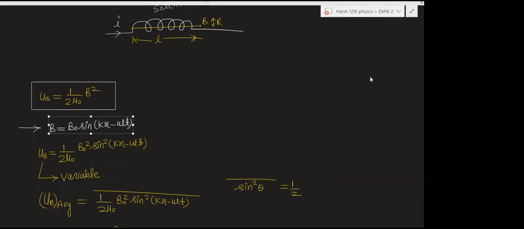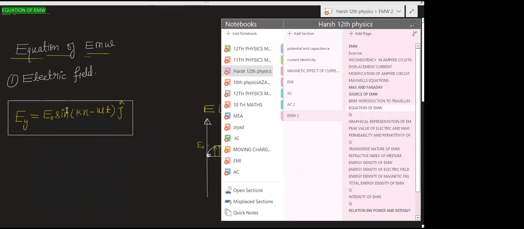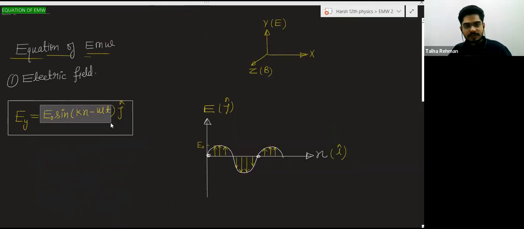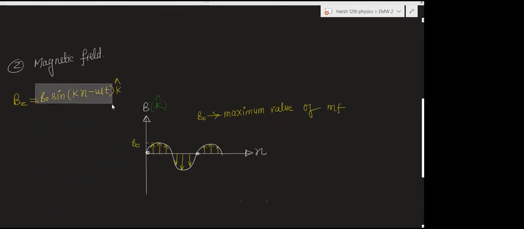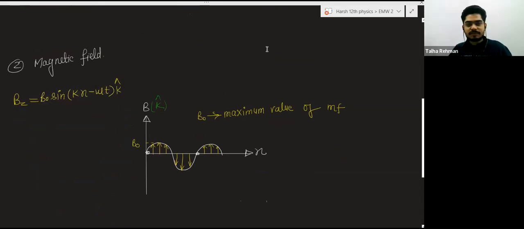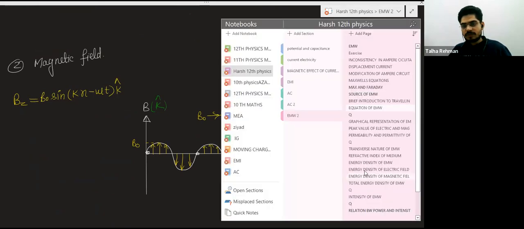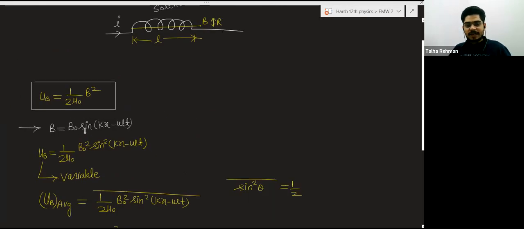You can see here the equation of the electromagnetic wave. For the electric field, E is equal to E naught sine kx minus omega t. For the magnetic field, B is equal to B naught sine kx minus omega t. Okay, so the energy density of the magnetic field is this. Again, you will put the value of this magnetic field in this equation, so you will get this.